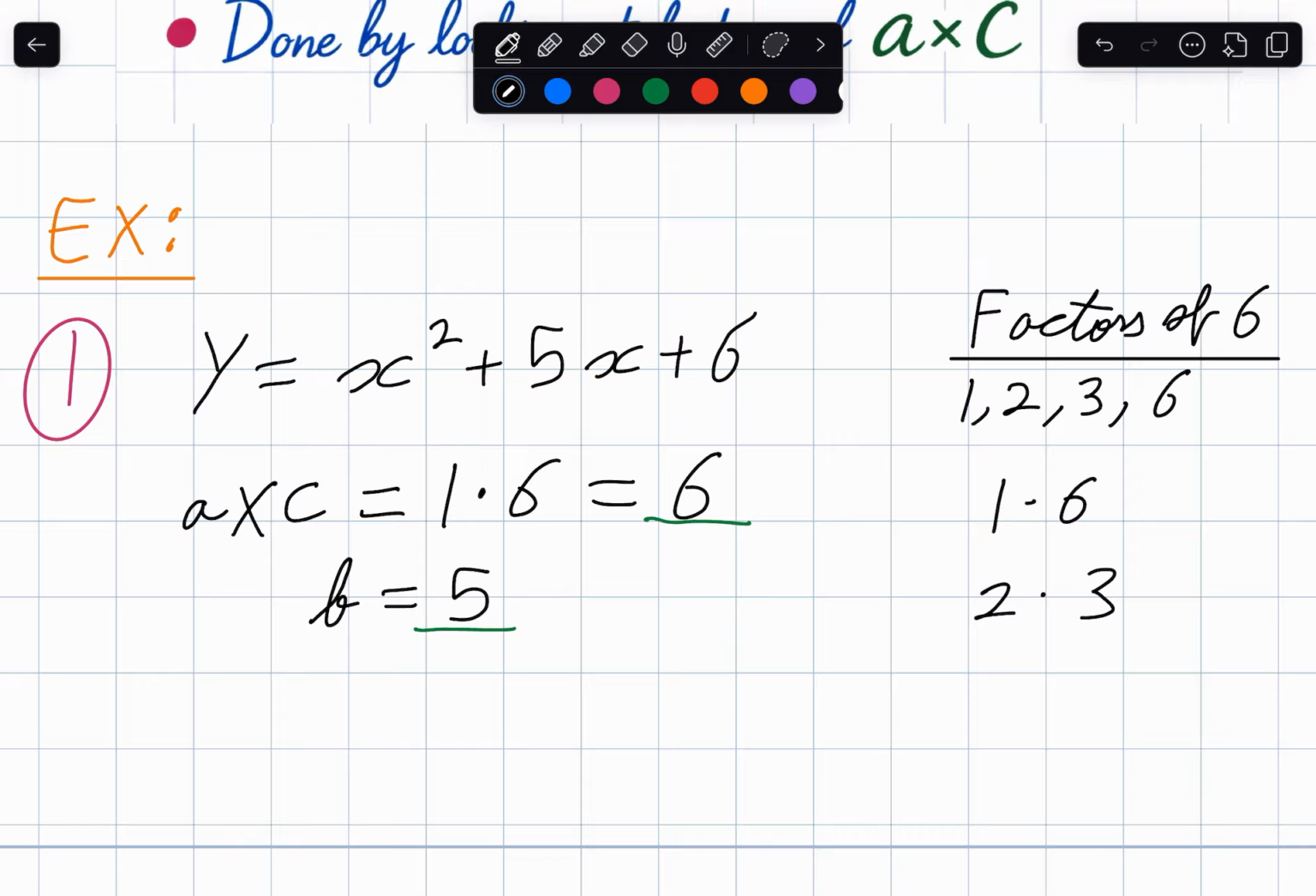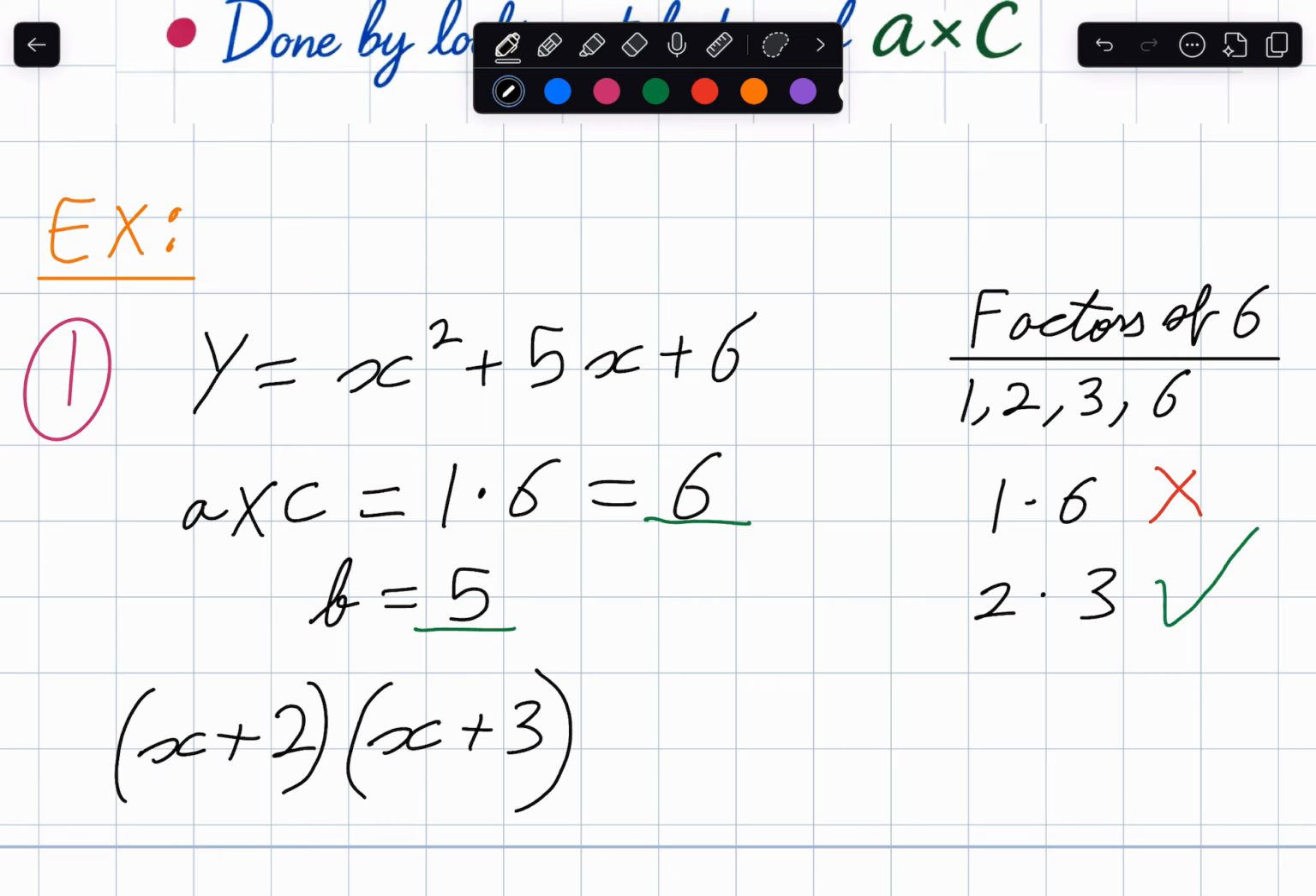These two over here multiply to AC, multiply to 6, which is good. But which one of them adds up to 5? Is it the first one? No, it doesn't add up to 5. What about the second one? 2 plus 3 is 5, so it does add up. So these are the two numbers that we have, and we can break them down into two brackets and just put them inside each bracket. So one is x plus 2, and the other is x plus 3. That's how we factor a quadratic equation.